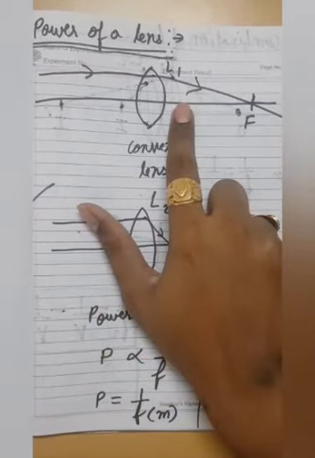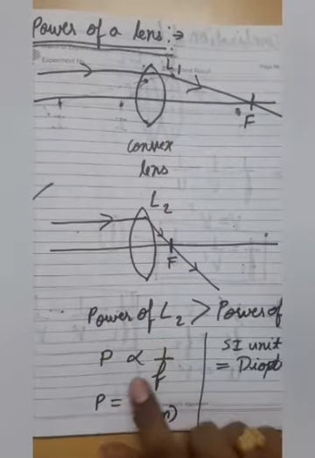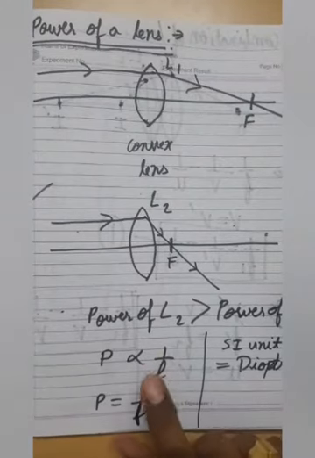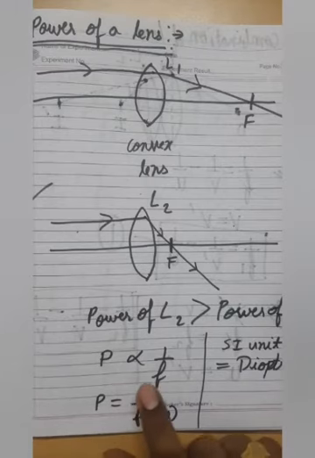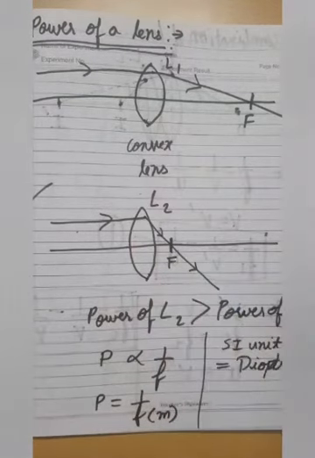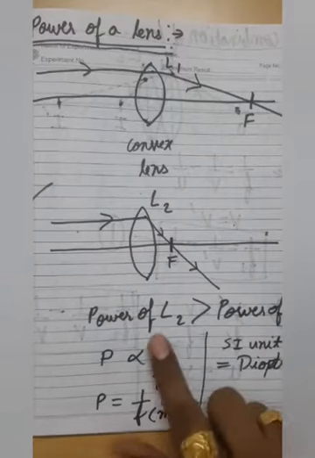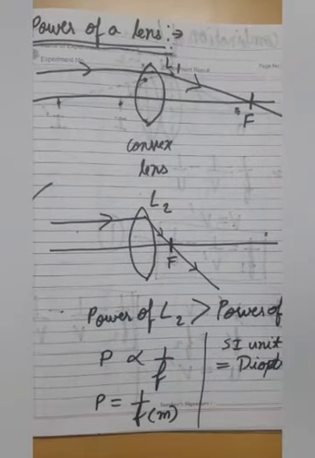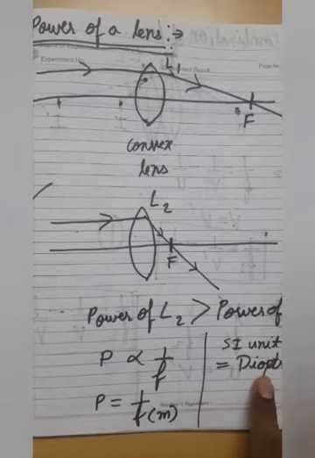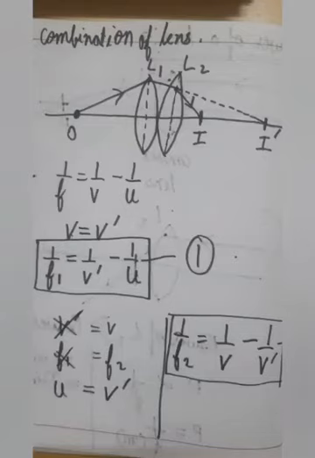So technically we can say that power is inversely proportional to focal length. If the focal length is small, then power would be more. So in this particular case, L1 and L2, the power of L2 is greater than power of L1. The SI unit for power is diopter, and the formula is power is equal to 1 upon focal length.